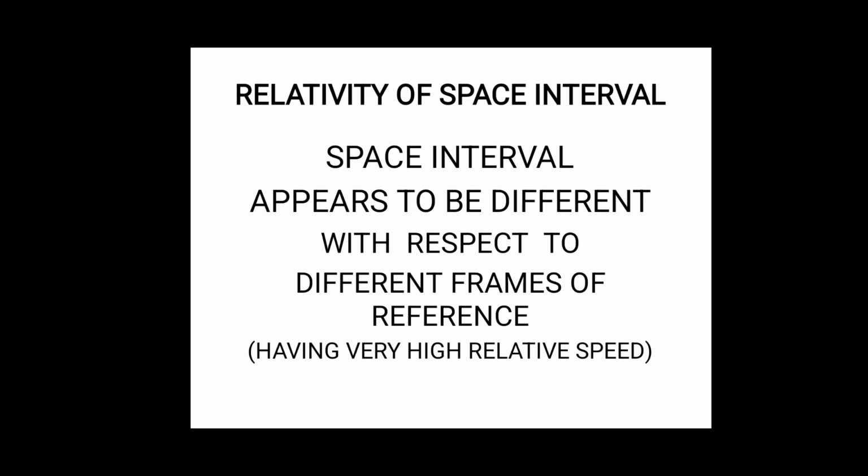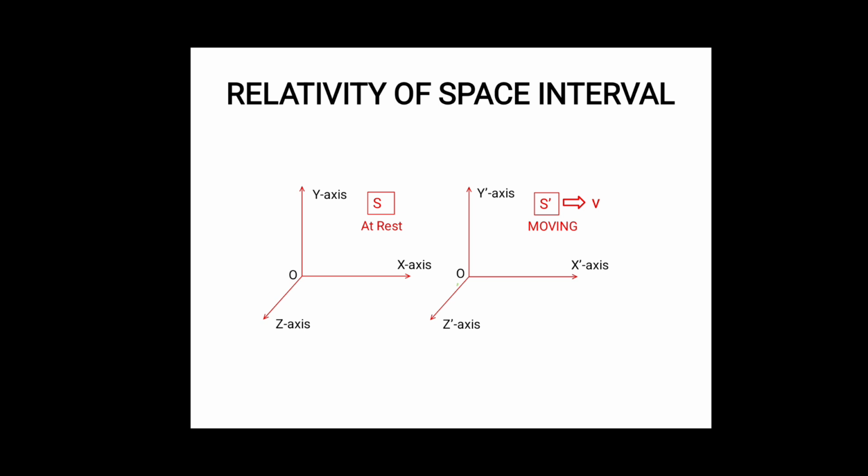In this presentation, I will share how space interval between 2 points appears with respect to different frames of reference having very high relative speed. Relativity of space interval means that space interval appears to be different with respect to different frames of reference having very high relative speed. Consider two inertial frames of reference S and S dash.